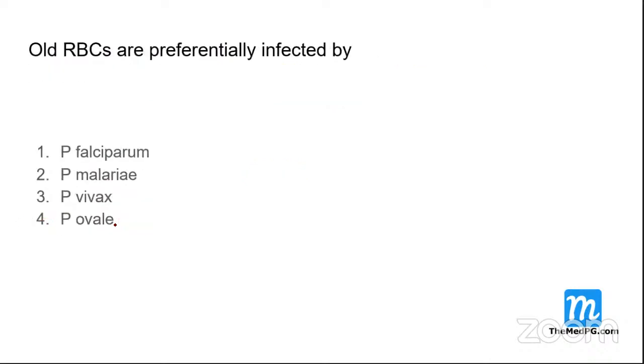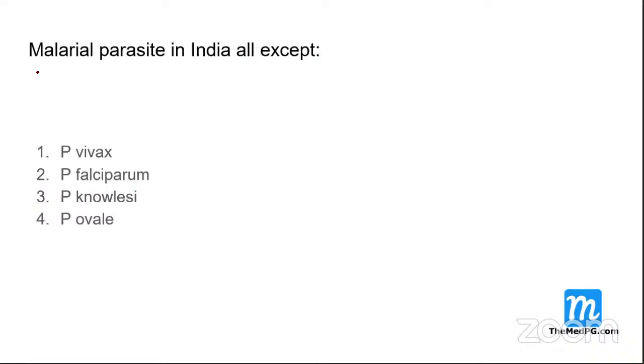So the answer is which one? Merozoites. Next, old RBCs are preferentially infected by. Remember this one. Plasmodium malariae, Vivax. Which one? The answer is which one? It is Plasmodium malariae, the second one. Next, malarial parasite in India, all except.